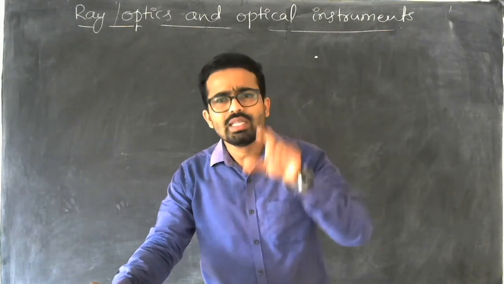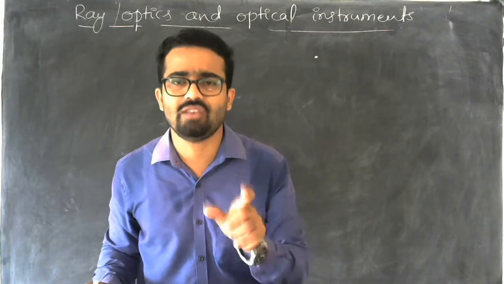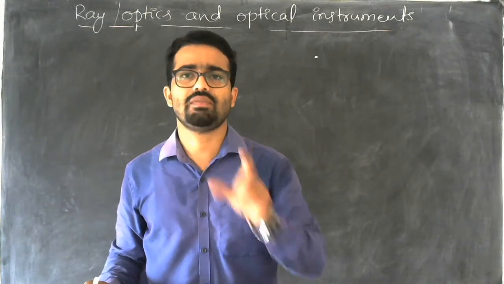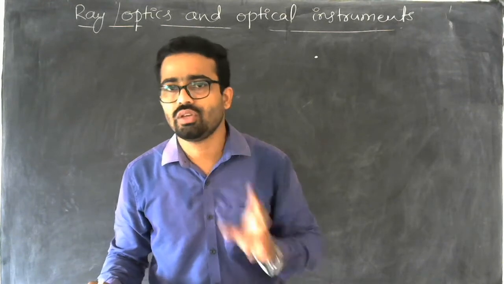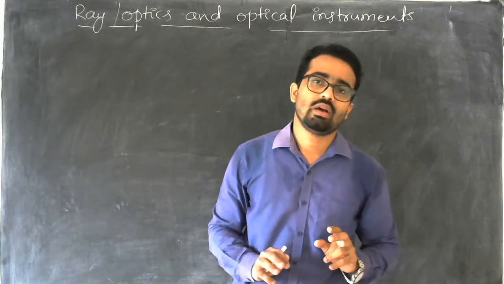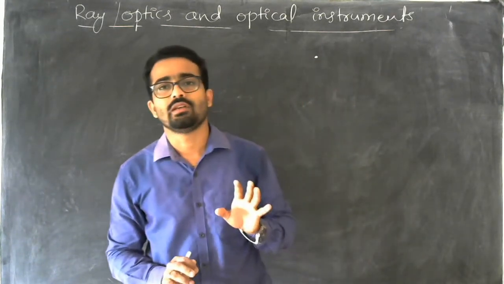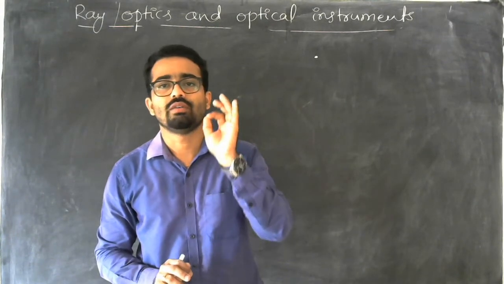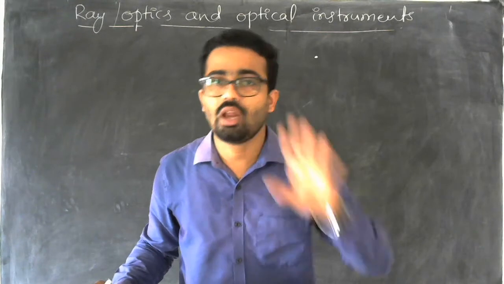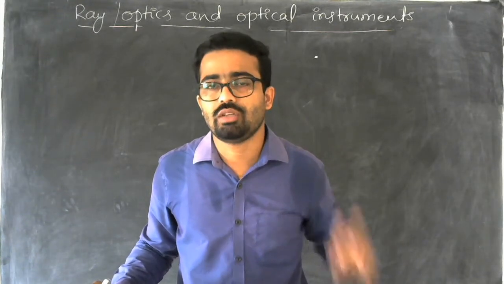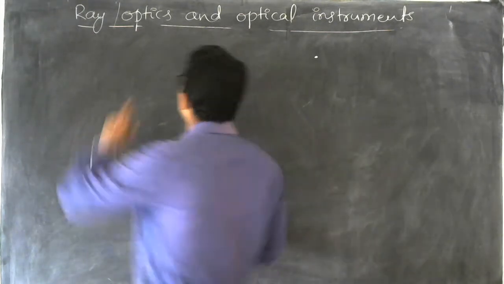Then, does optics have any branches or classifications? Yes, there are two classifications. One is called physical optics, and another is called geometrical optics. There are two kinds in optics.